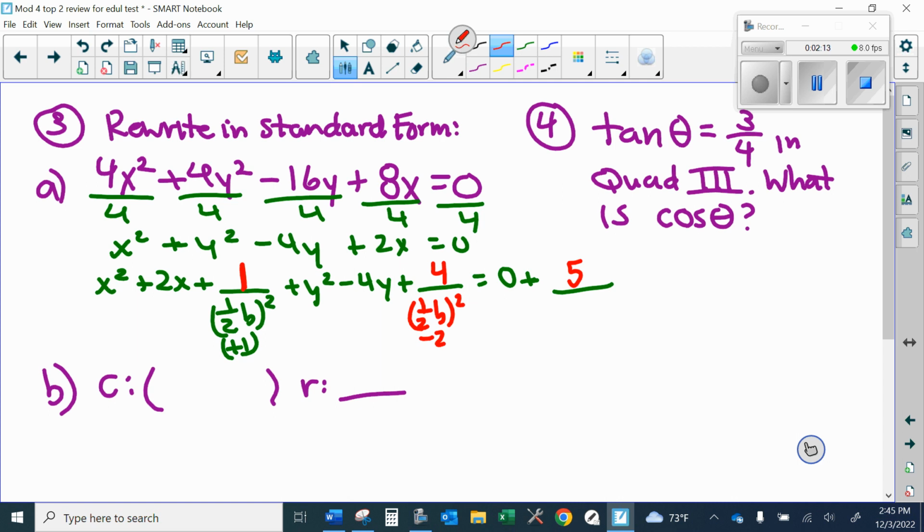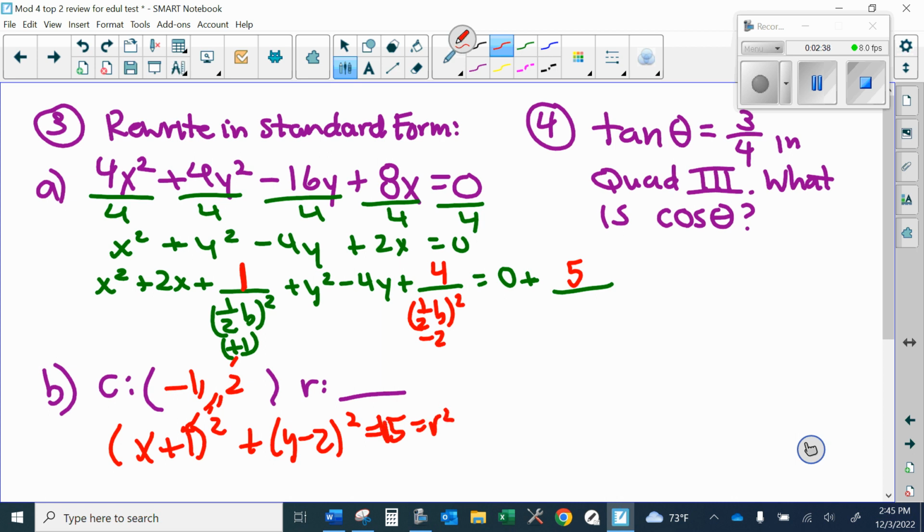So now, rewriting this in standard form, I'd have x plus 1 squared. Remember, I can just drop that right on down into there. I keep the right sign with it. Plus y minus 2 quantity squared equals 5. And then for the center, I do opposite, just like we did with point slope form. So it's -1, 2, and the radius, remember that equals radius squared right there. So I need to take the square root of it. So this radius is square root of 5. There's my answer.